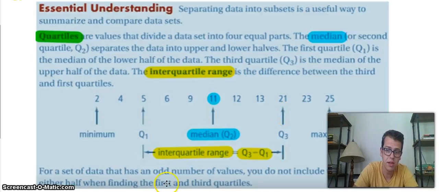Now, the note right here at the bottom is super important, and that is where mistakes can happen if you don't pay attention to that. For a set of data that has an odd number of values, you do not include that median in either half. So that's what I meant about it disappearing. We don't use it in the upper or the lower half. Once I determine it's the median, it's gone.